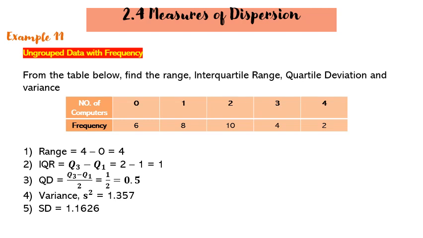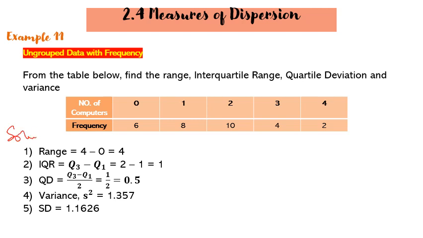Okay, next. Example 11. Ungrouped data with frequency. From the table below, find the range, interquartile range, quartile deviation, and variance. The table shows the number of computers, and this is the frequency. So how to find the range?